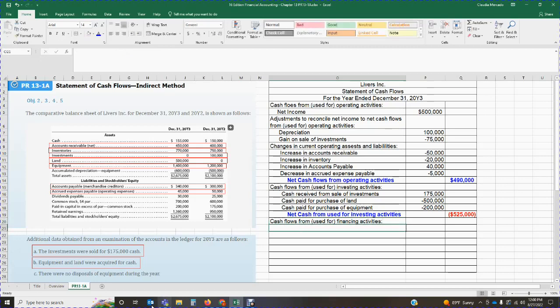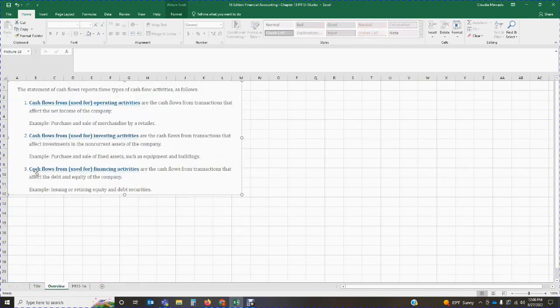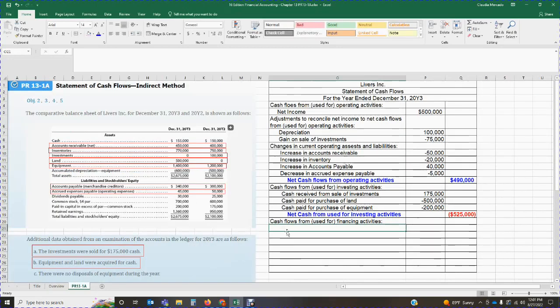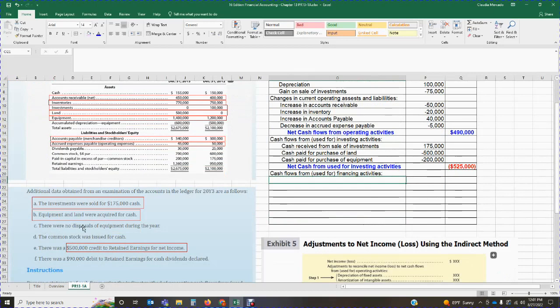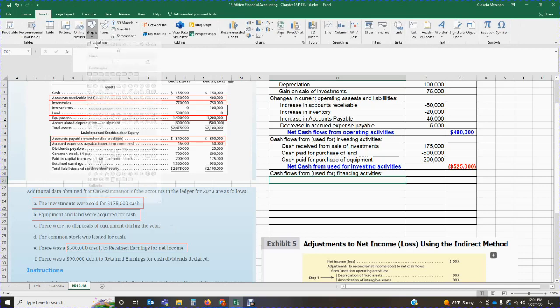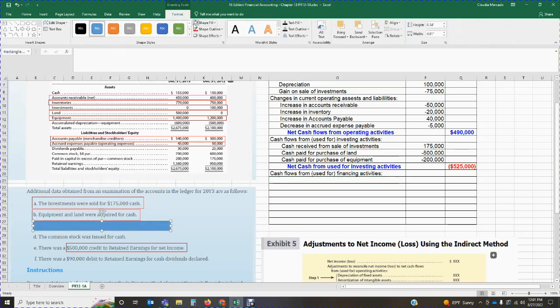So let's look at financing. Cash flows used for financing activities are the cash flows from transactions that affect the debt and equity of the company. This could include issuing or retiring equity and debt securities. So let's look at our transactions. Letter C says that there was no disposal of equipment during the year, so that is done. That's just general information. We do not have any disposal of equipment.